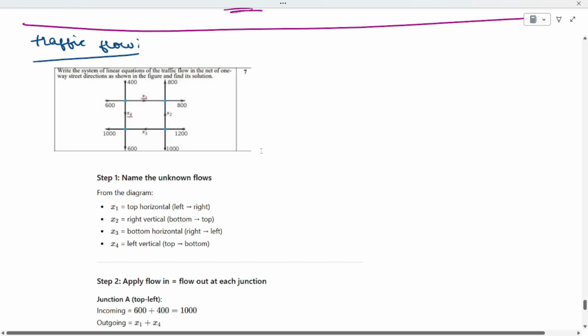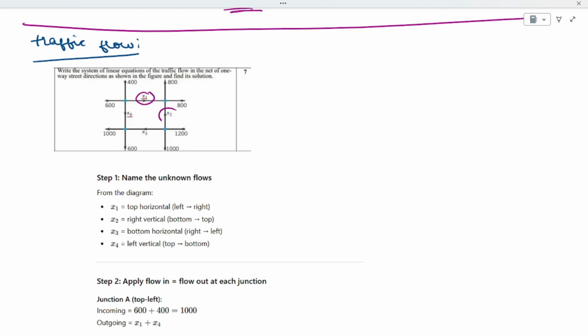Next, the last topic is about the traffic flow. This is one of the most important they have given in your model paper. See, write the system of linear equations of the traffic flow in the net of one way street directions as shown in the figure and find its solution. See, there is here x1, here it is x2, here it is x4 and here it is x3. There are many directions going. Here it is going, here it is coming, and again here it is going, here it is coming. There are so many incoming and outgoing nodes.